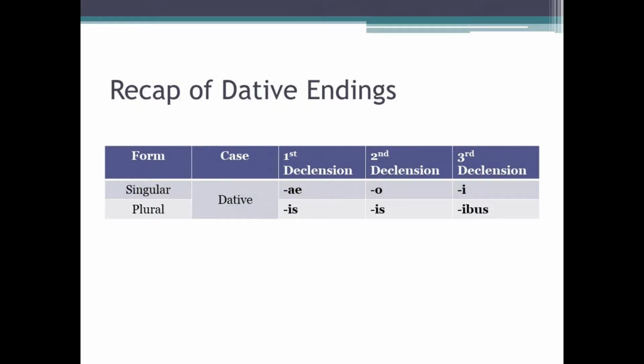Okay, so now let's have a quick recap of the dative endings. In the first declension, the singular form ends in AE, and the plural form ends in IS. In the second declension, the singular ends in an O, and the plural, just like the first declension plural, ends in IS. And lastly, in the third declension, the singular form ends in I, and the plural ends in ibus. So if you haven't already, try to learn these endings.